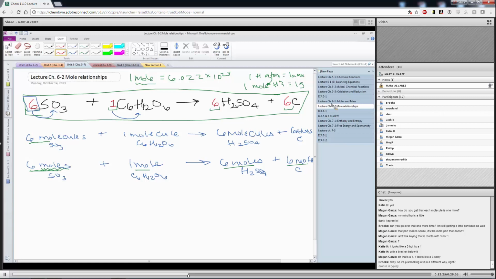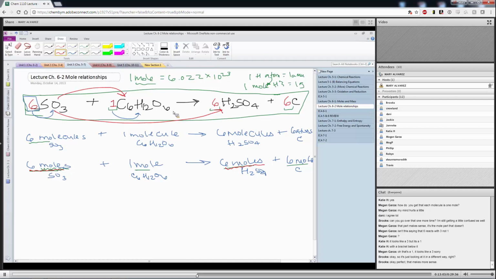These numbers are the same numbers that we had when we balanced. We're just going to use that to identify relative relationships. For the purposes of this reaction, when it's occurring, 6 of these will always react with 1 of those. Or 6 batches will always react with 1 batch. 6 of these will always make 6 of those. Or 6 batches of the SO3 will always react to make 6 batches of the H2SO4.